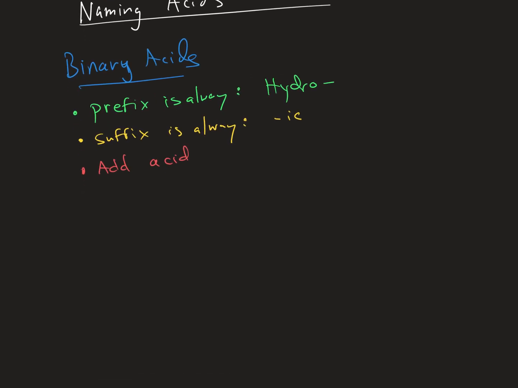So let's do some examples. What's that called? Hydrochloric acid. It's hydro, because that's the prefix. Change chlorine, change the ending to IC, chloric, and then add the word acid: hydrochloric acid. Are we good? Okay, somebody name H2S.